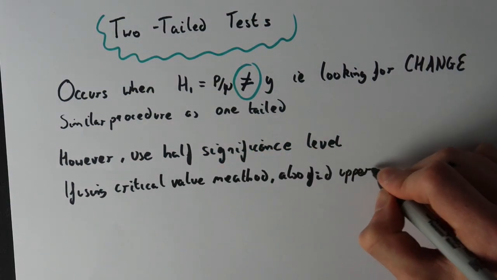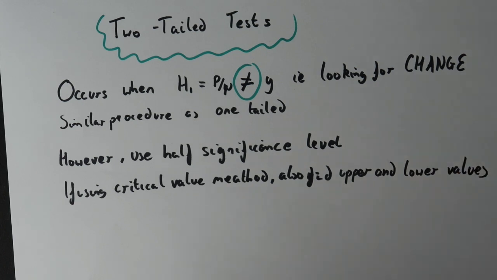However, the one point to bear in mind is that you should compare your p-value or find your critical values using half the significance level, because you're effectively splitting it up into upper and lower. And you also have to find two critical values, the upper and lower critical value. This is a really important thing to remember.